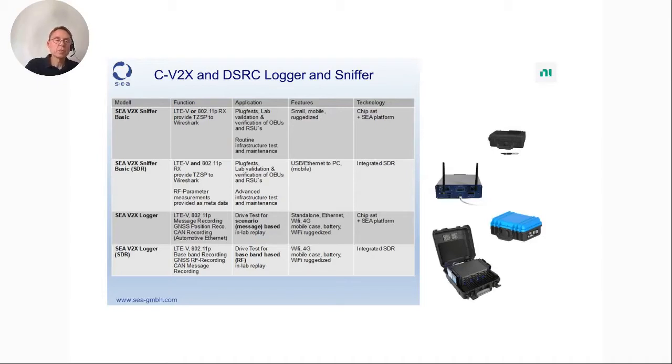In addition to the sniffers, we will have loggers for drive testing, which also are able to record CAN, which can record GNSS and LTE-V or 802.11p messages. And there we will also have a chipset-based logger, which is limited in function, and we will have a software-defined radio-based logger, which is able of recording the same signals, so the V2X, LTE-V, or 802.11p messages, as well as GNSS and CAN, but we can record LTE-V and 802.11 on baseband level, which means we can store the IQ data, and you will see that in one of the next slides.